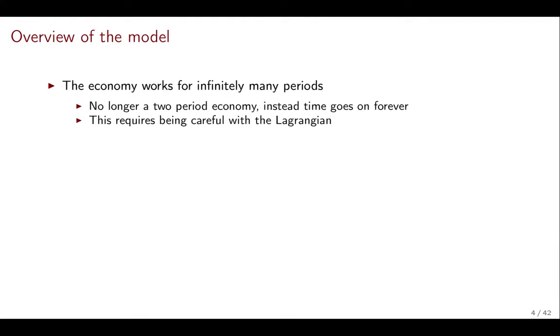So let's first do an overview of the model, since there are going to be many things that are new. First, we're going to have an economy that works for infinitely many periods. So time doesn't end. It is no longer a two-period economy. Instead, you have an economy where agents live forever. And this is going to require being very careful with our Lagrangian, but otherwise, you're going to see that it's going to look very similar to the two-period economy. The key is that we're going to emphasize what happens between any given period t and the following period t plus 1, in a very similar way to what we did before with periods 1 and 2.